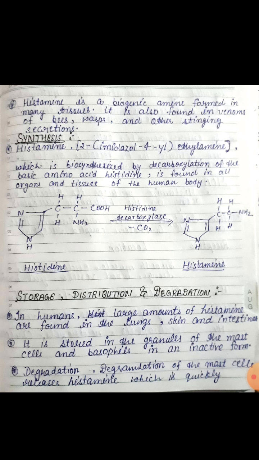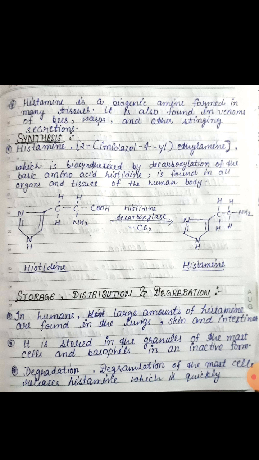Now come to the next point, that is synthesis of histamine. The IUPAC name of histamine is 2-imidazole 4-ethylamine, which is biosynthesized by decarboxylation of the basic amino acid histidine and is found in all organs and tissues of the human body. Histidine on decarboxylation is converted to histamine.